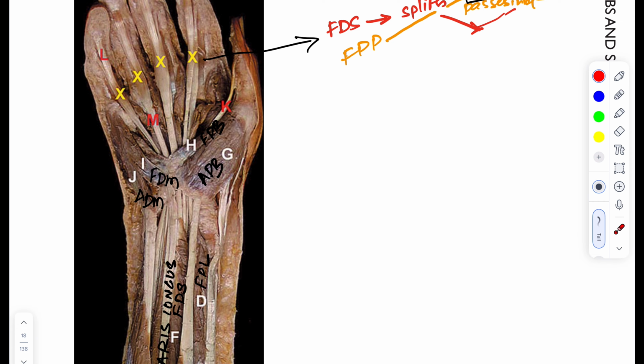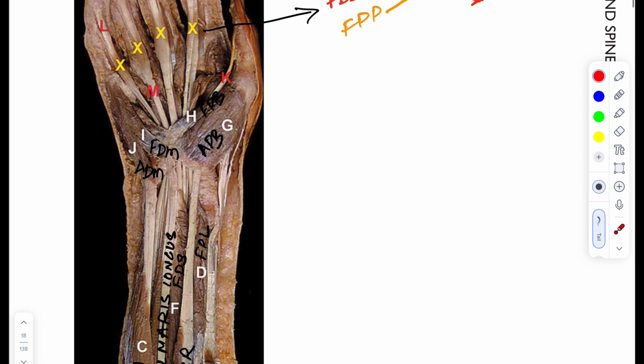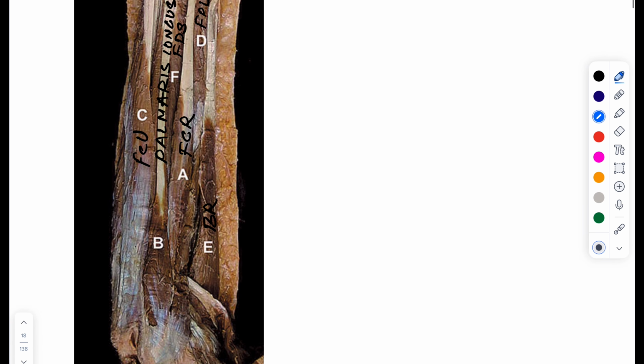Superficialis is attached here, and at the tip it is profundus. This one is important: flexor digitorum superficialis splits to insert into the middle phalanx, while flexor digitorum profundus goes directly to the tip. So this is the difference. Then, to prevent the flexor tendons from bowstringing. Flexor tendons should not become bowstrings.